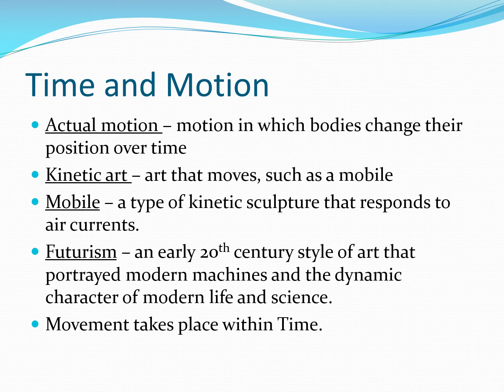So time and motion are closely related, as when things are happening in succession, they tend to be moving. So actual motion is where things change their position over time. Kinetic art, that means art that moves, such as a mobile, like we talked about with Alexander Calder. And then there were movements throughout art history whose purpose was to capture a sense of movement or motion in their artwork.